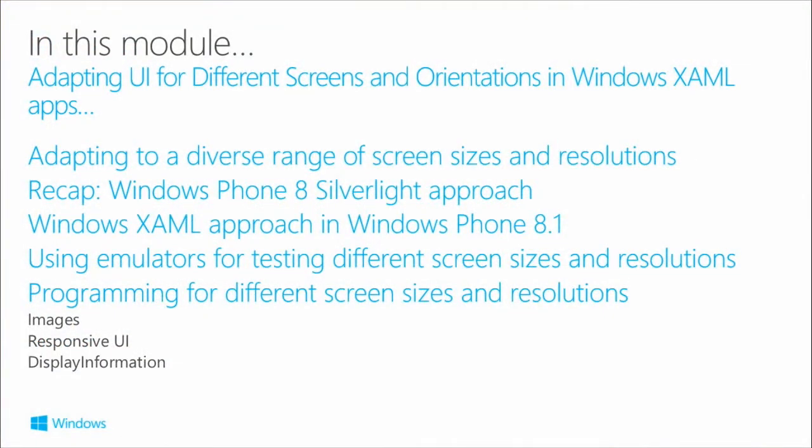In this module, we're going to cover adapting to that diverse range of screen sizes and different resolutions across phones and tablets. We're going to talk about what the Windows Phone 8 Silverlight approach was and how that compares to what we're going to be doing with Windows XAML and Windows Phone 8.1. Then we're going to use the emulators to test some of those different screen sizes and resolutions, which is really great unless you want to hoard about 30 different devices and test what it looks like on every single device. And then finally, we'll get into some of the nitty-gritty details of programming for different screen sizes and resolutions.